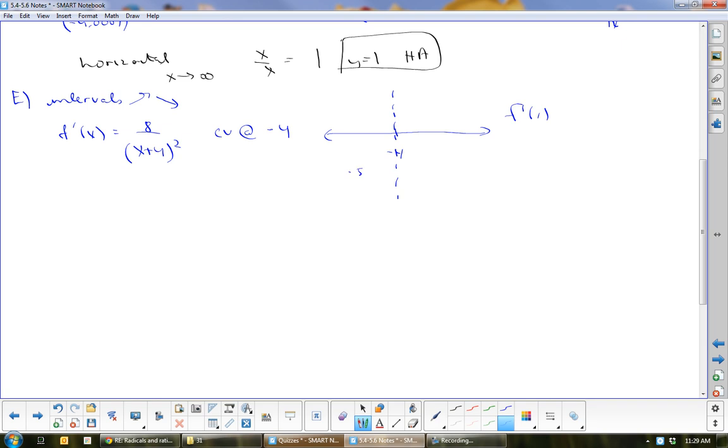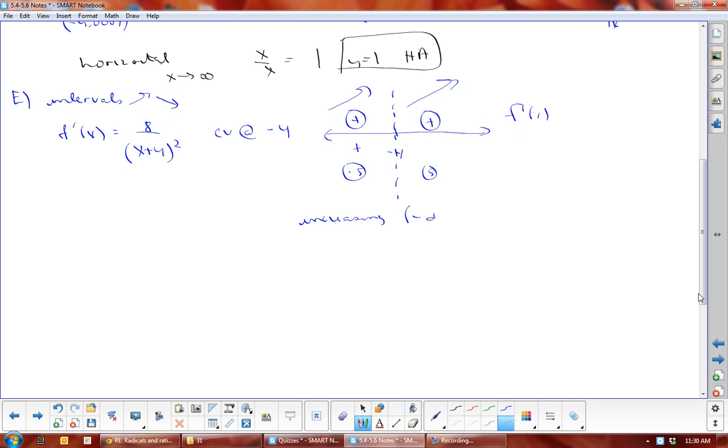So if I put in -5 into here, I will get a positive. And if I put in like 5, I would get a positive. So I am increasing. Okay, so sometimes if I ask you for what would be the intervals of increase, we would say increasing -infinity to -4, union -4 to infinity.